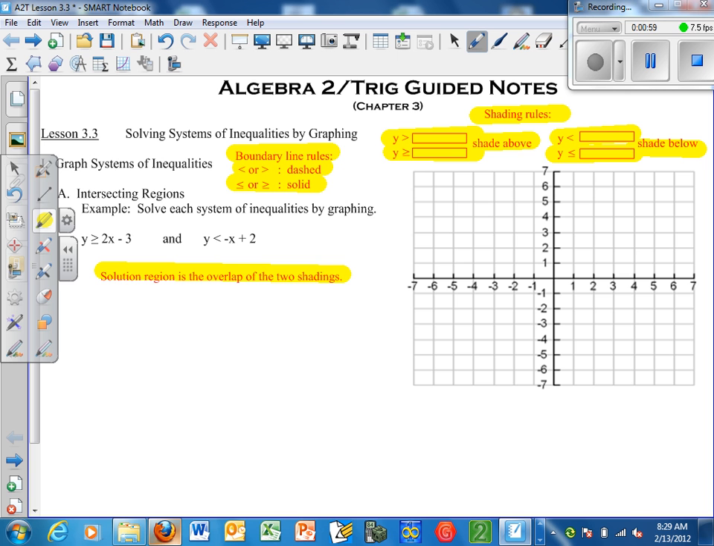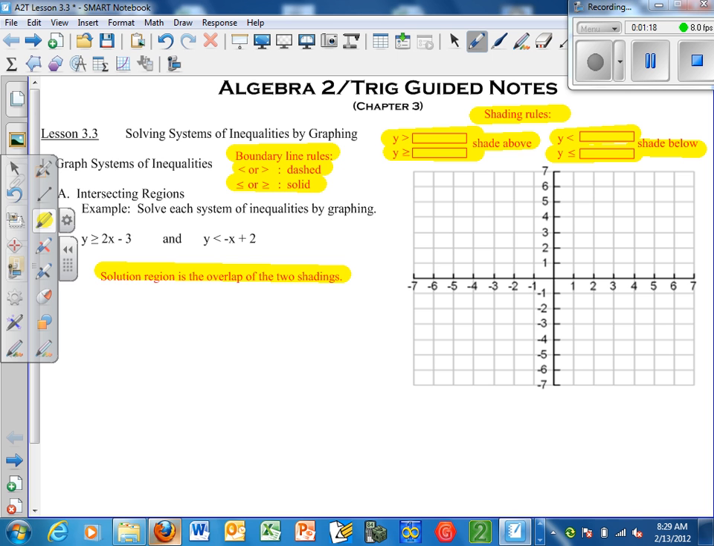When you put more than one on a grid, the solution region is the overlap of the two shadings. And I'll show you a couple different ways you can do it. Really, that's the only region you should color in because that's the one that works for both inequalities. If you're using pencil, you could do a light shading and a light shading and then darken in the overlap. That would work as well.